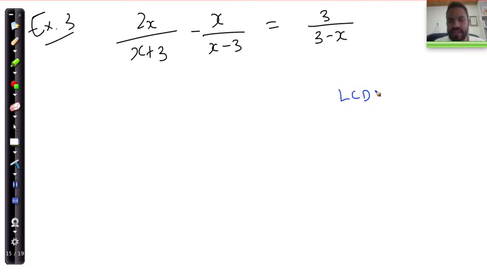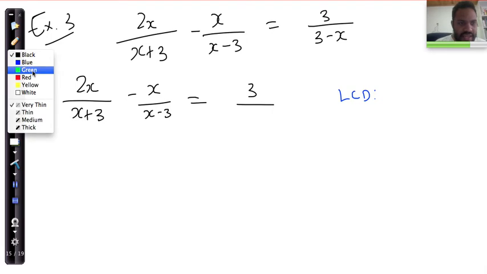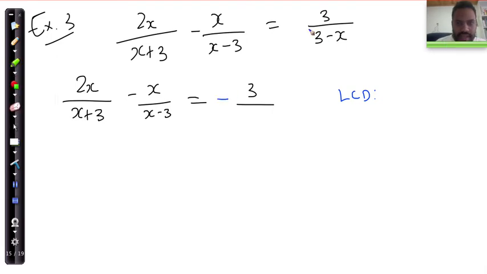We need to manipulate this using the LCD, and the LCD over here is going to be, well, these two look similar except that's x plus 3 and the other one is x minus 3, and the other one on that side is 3 minus x. So let's look at doing something with this such that it can look like that. And so what do we do? Well, we can write each of these as 2x over x plus 3 minus x over x minus 3. And we can take out a common factor of a negative here. And if I take out negative 1 there, I'm going to put the minus sign over here in blue, right? And then I can switch this around into x minus 3.